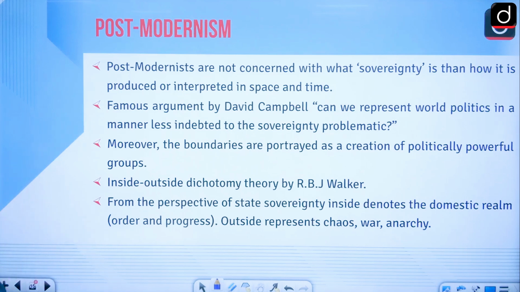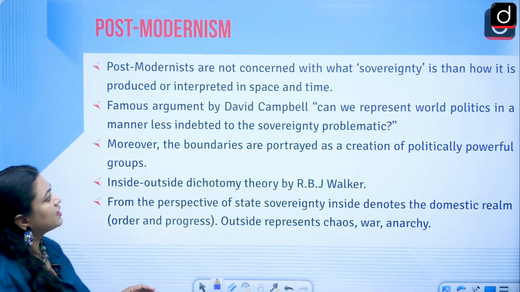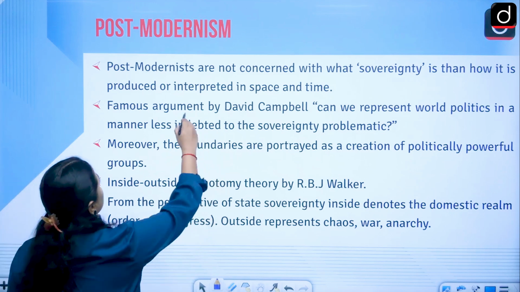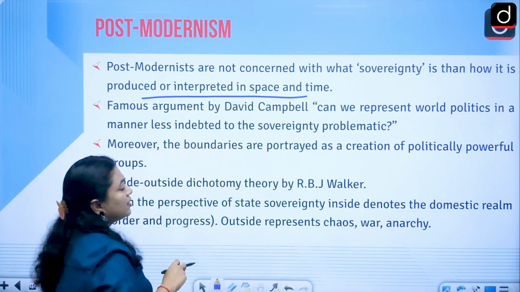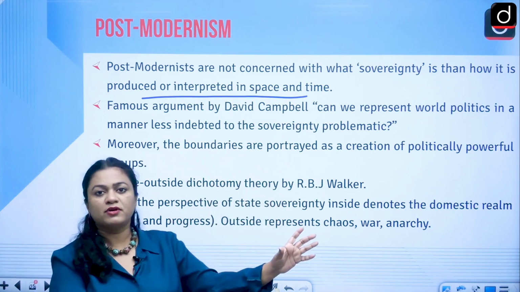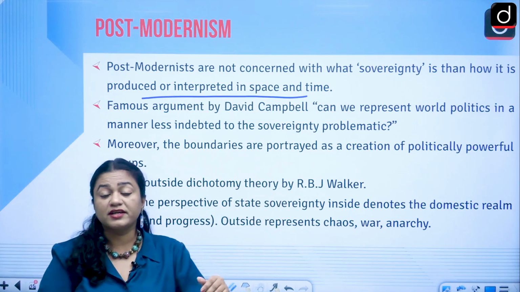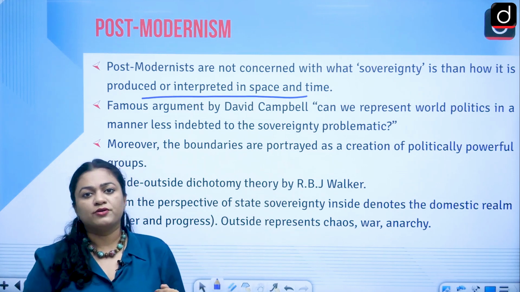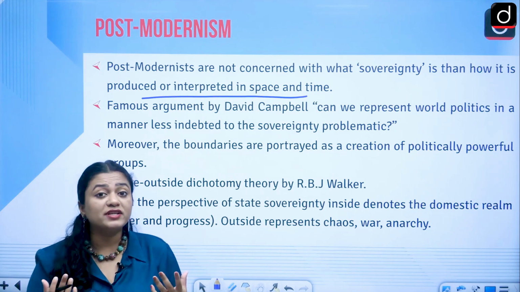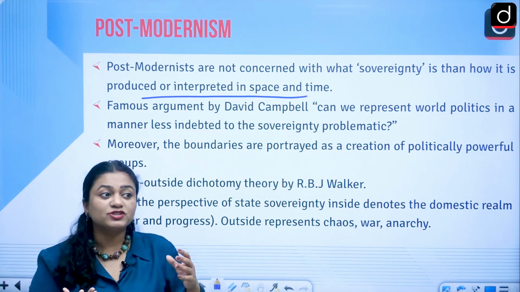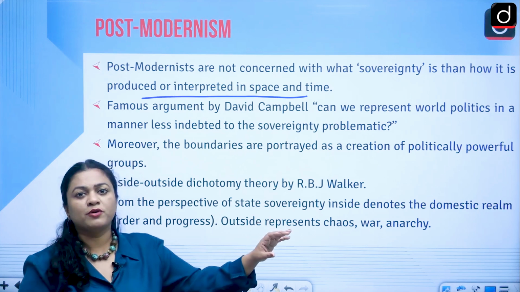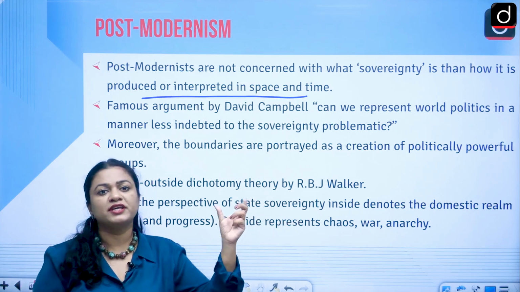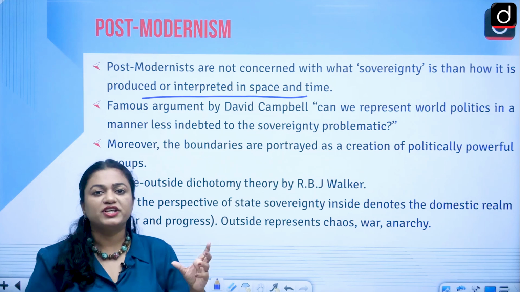Postmodernists are not concerned with what sovereignty is, but rather how it is produced or interpreted in space and time. They are not explaining what sovereignty is, but are more indulged in understanding how it is produced, how it is related to the phenomenon of international politics, and how the nature of sovereignty is changing.